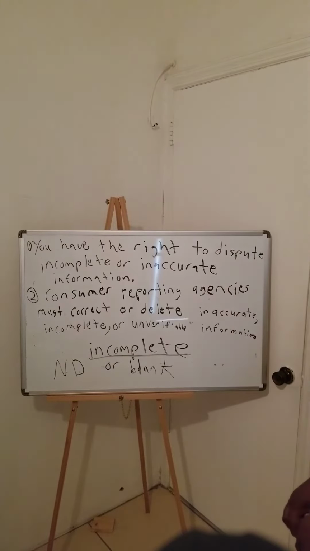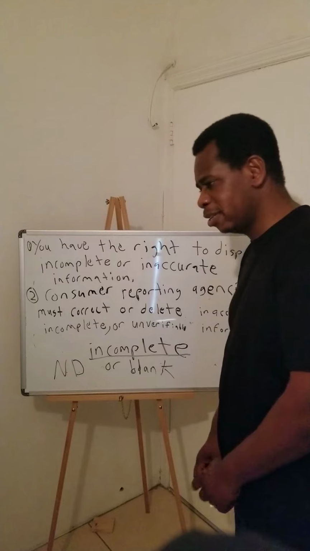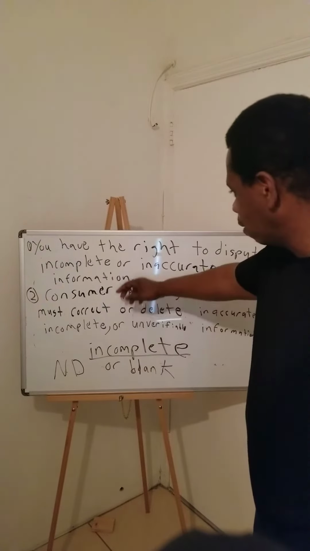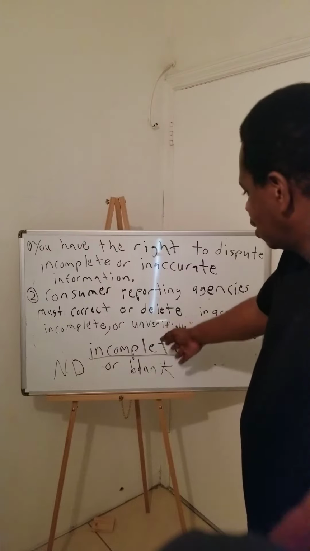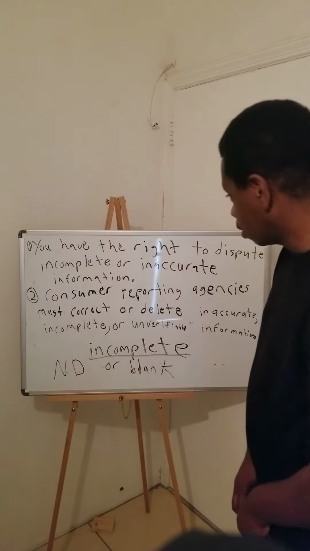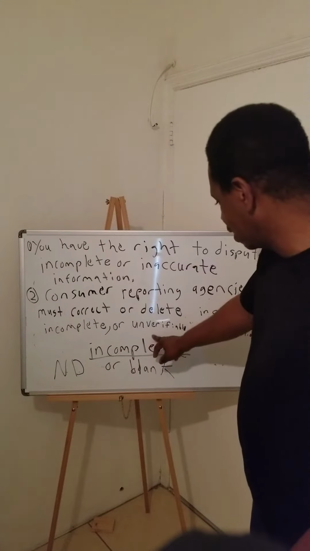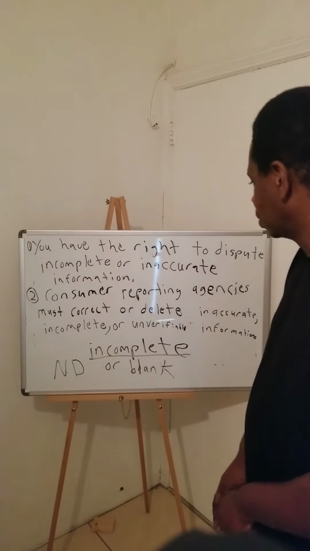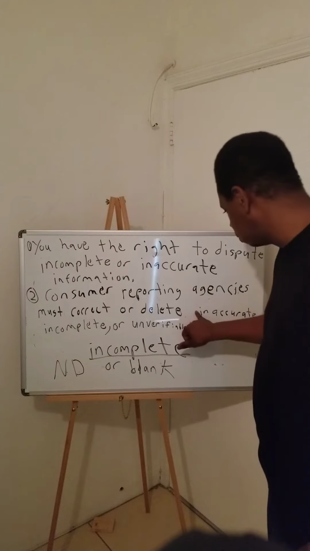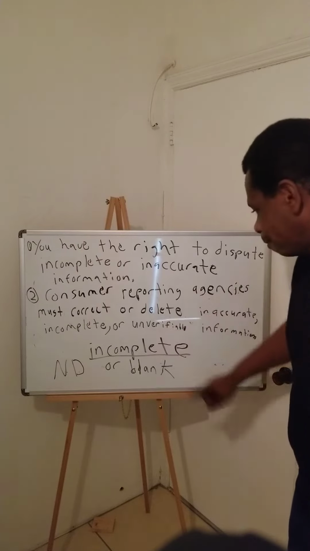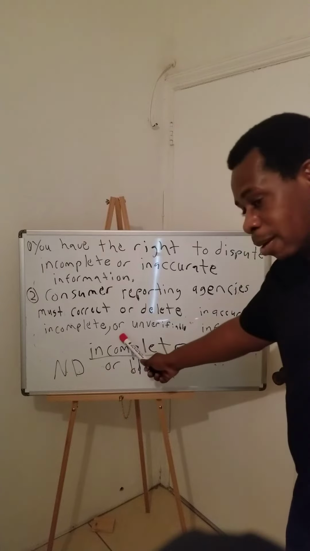Also, let's say it's blank, let's say the date of last activity, they leave it blank, or the date the account opened, there's nothing there, it's blank. So you can dispute date account opened, incomplete, blank, nothing there. So you don't always have to go for inaccurate. You also don't have to go for unverified. You can go for incomplete.